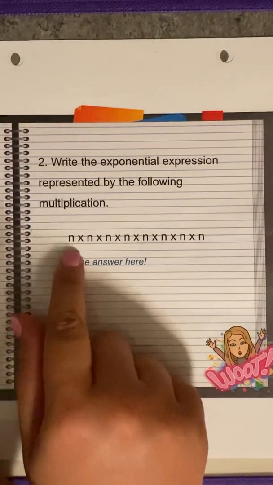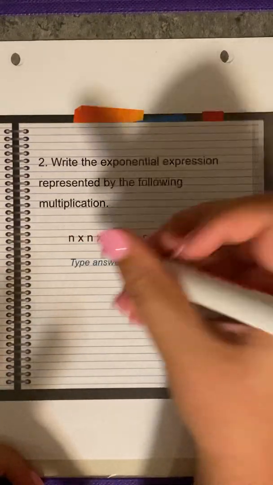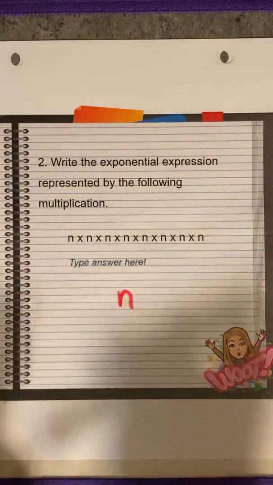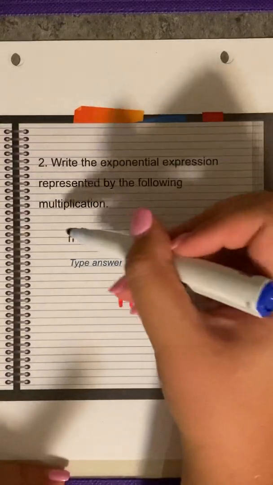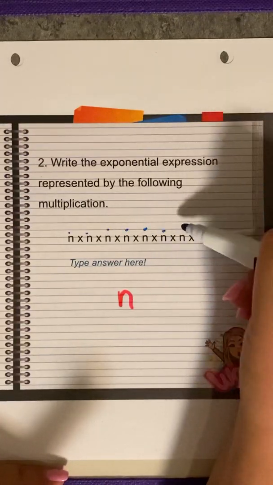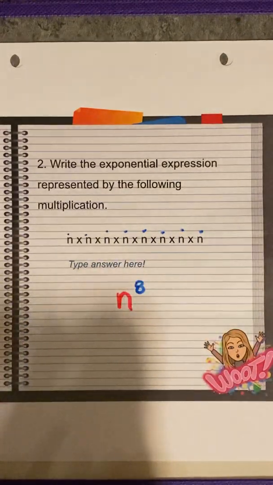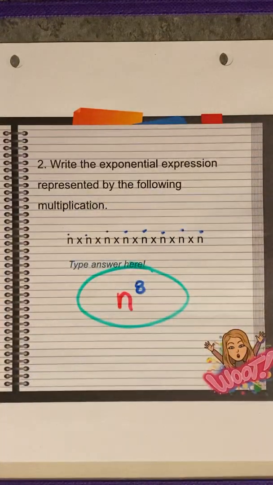Okay, so what is our base going to be? Remember, we have the base and we have the exponent. Our base is what we see, so our base is going to be n. Now, what's the exponent going to be in our exponential expression? The exponent is how many times we see it. So we have 1, 2, 3, 4, 5, 6, 7, 8 times. So we're going to have n to the 8th power. n to the 8th power. And that is going to be it for the lesson review.